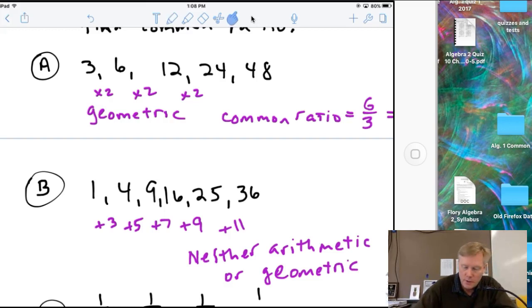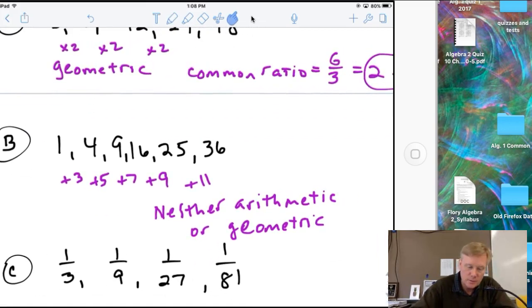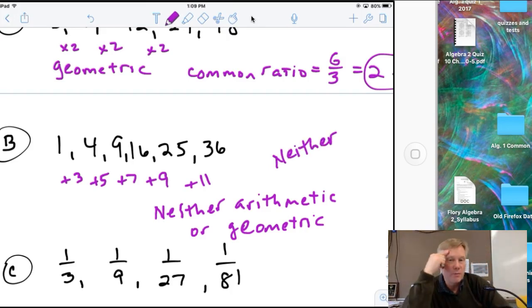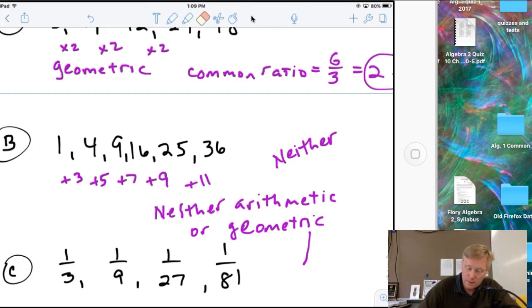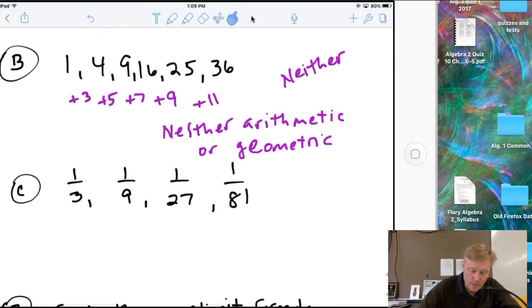All right, it's not arithmetic, it's not geometric. This should actually be neither. Because for it to be, I mean, it's adding, so you'd think it would be arithmetic, but you're not adding the same thing over and over again. You know, it's a 3 and then 5, then 7. So since it's not adding the same thing, it's not arithmetic at all.